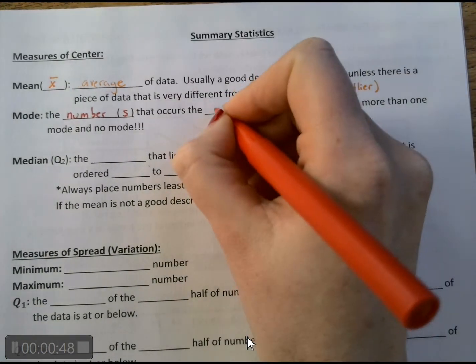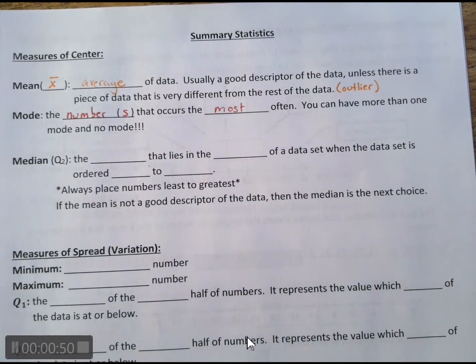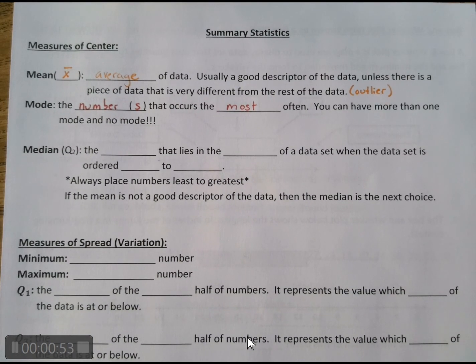Alright, our mode is the number or numbers that occurs the most often. And you can have more than one mode, or you can have no mode.